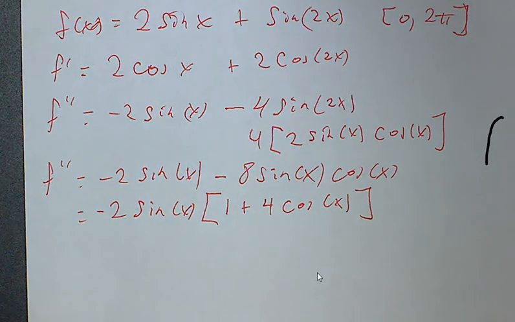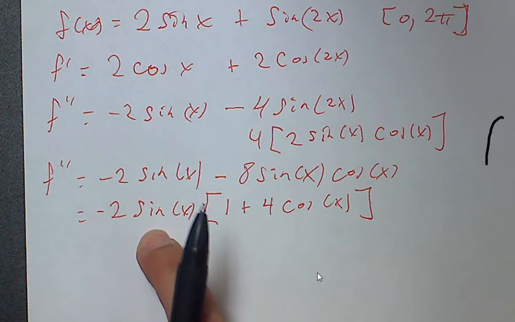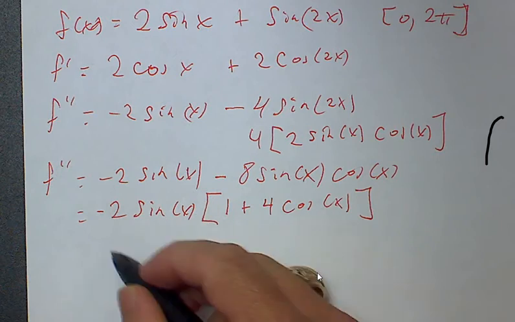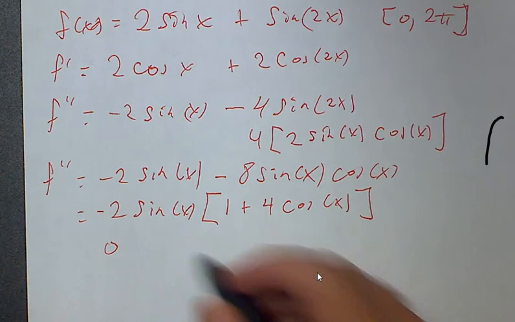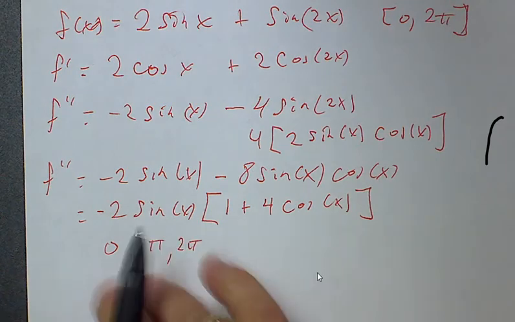I can set that equal to 0, and that one's going to be easy. Sine of x equals 0 at 0, pi, and 2 pi. Okay, that's that one.